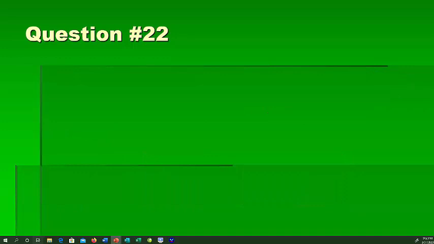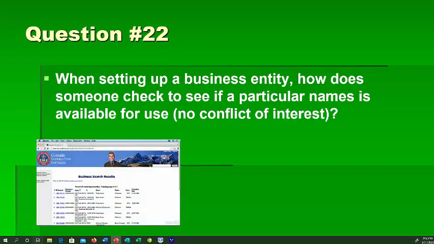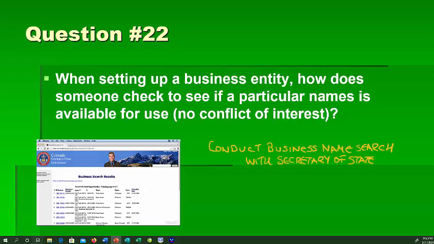Okay. Question 22. When setting up a business entity, how does someone check to see if a particular name or particular names are available? So again, no conflict of interest. And Dana actually did this search for the name for factual data, and he walked you through some of that. Every Secretary of State has a website now where you can do name searches. And there you can see if the name is available.